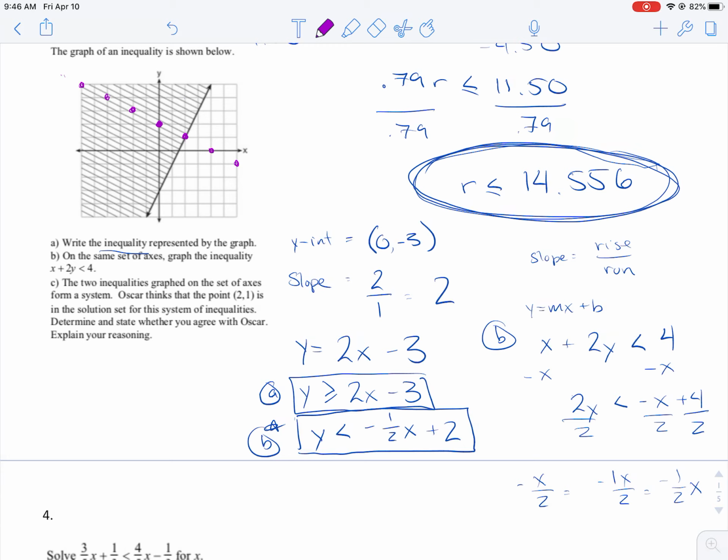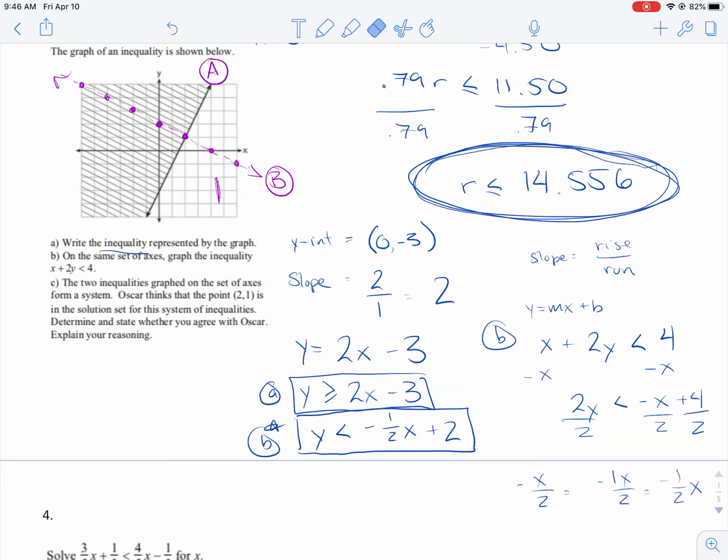Okay, now if you take a look, what kind of symbol do we have here? This is just a less than symbol, which means when we go to draw this line, we don't want it to be a solid line. We want it to be dotted. Also, I have to make sure I label these inequalities. So this one is A, and this one is B.